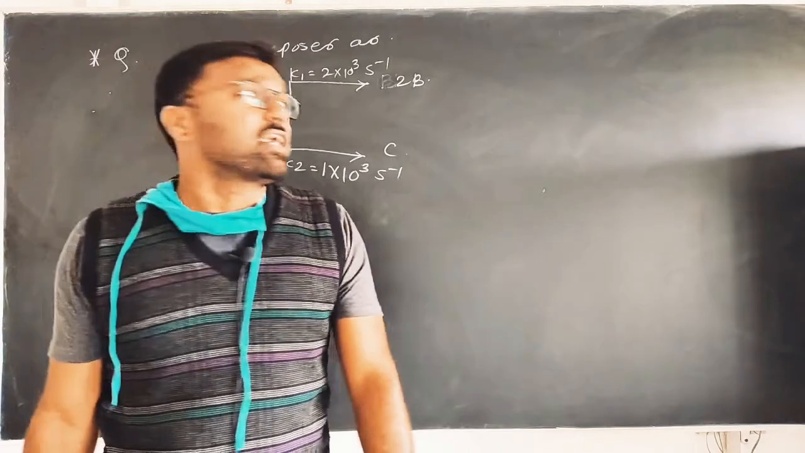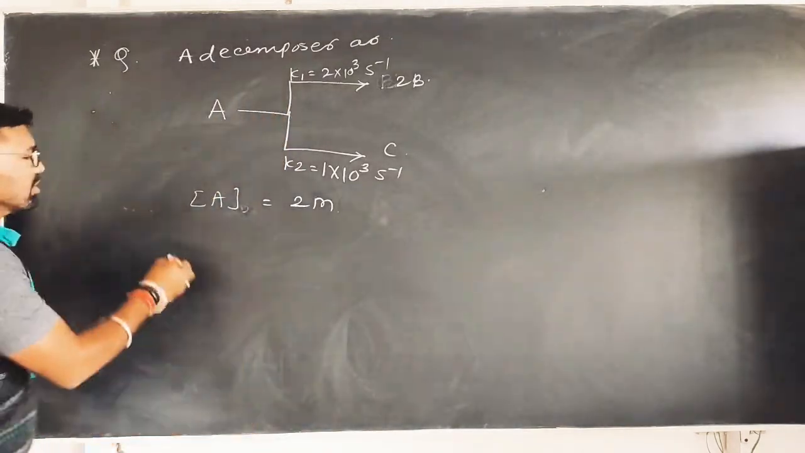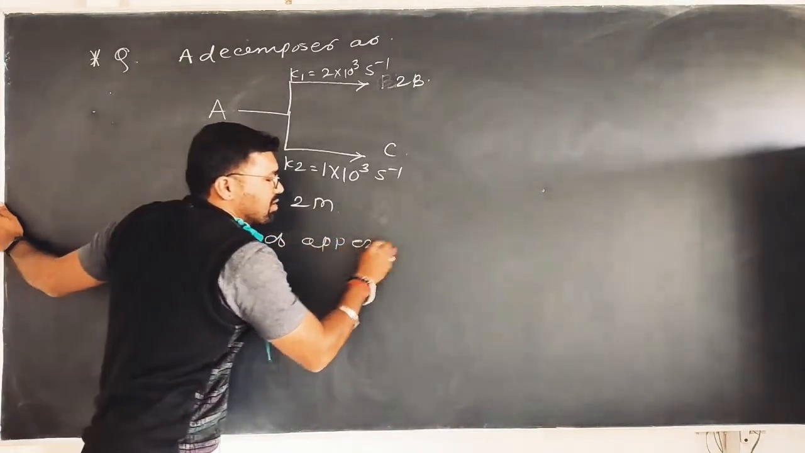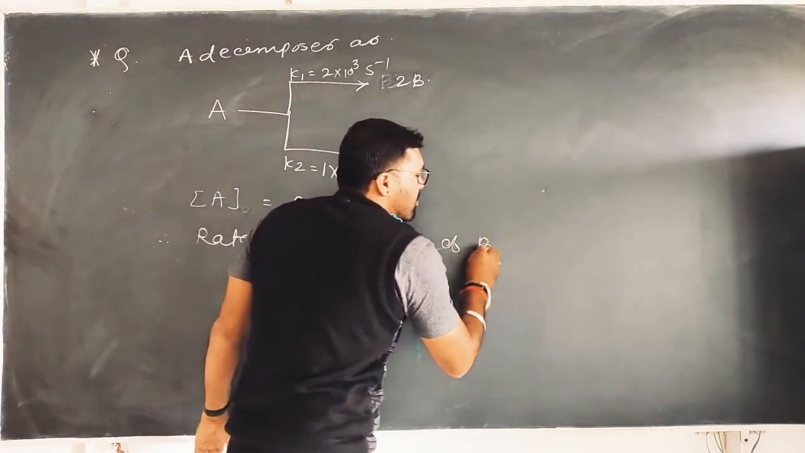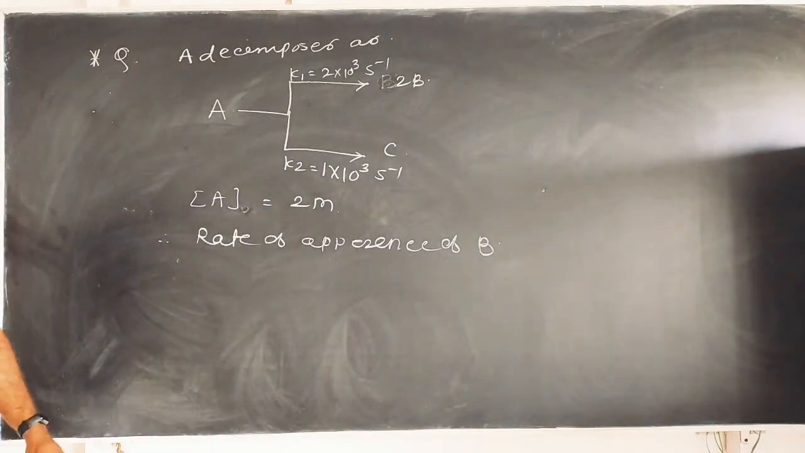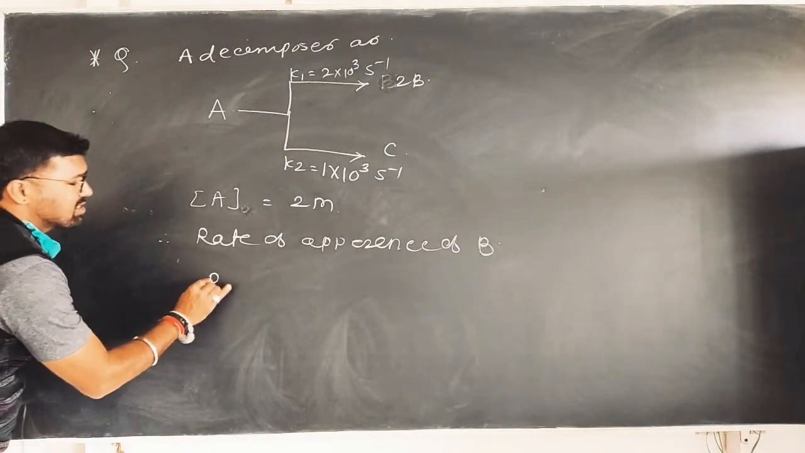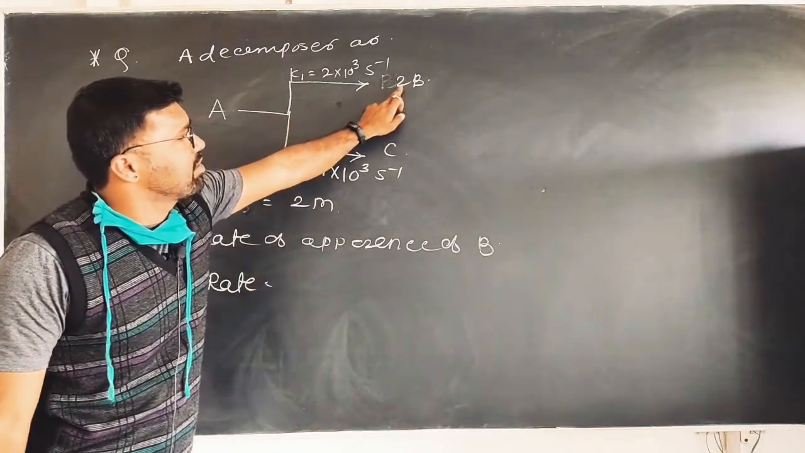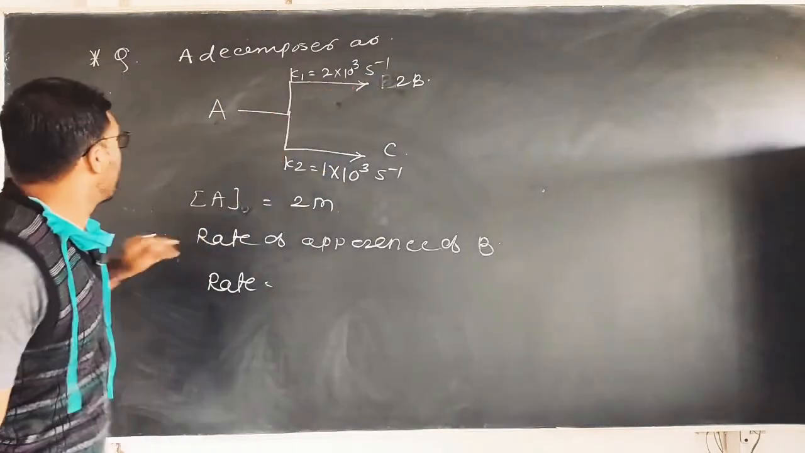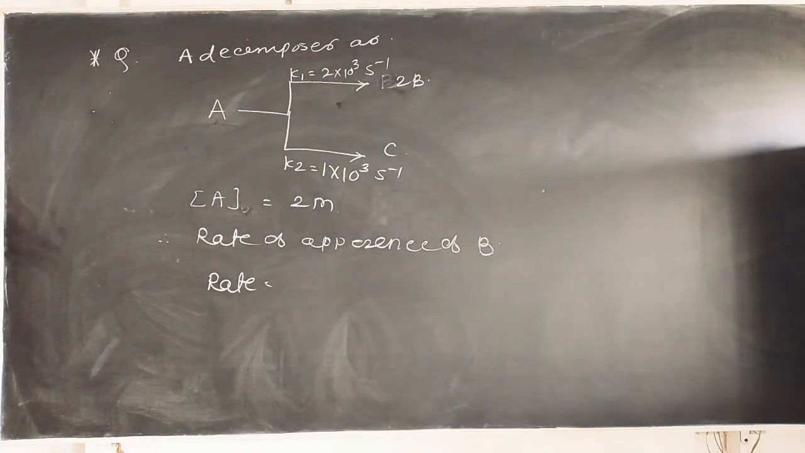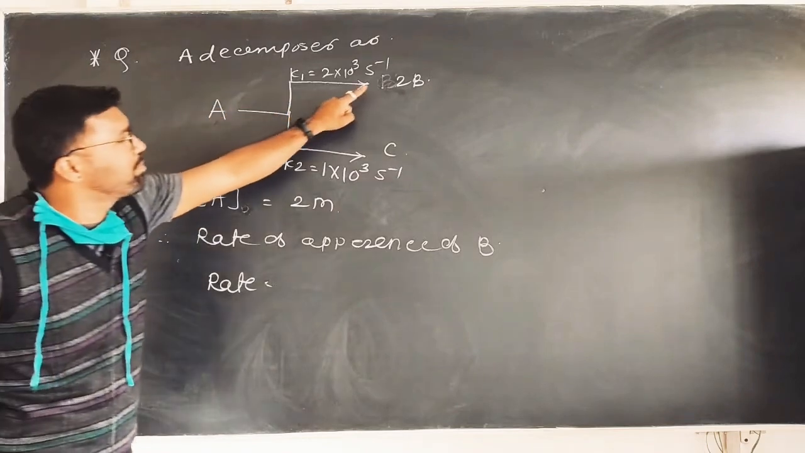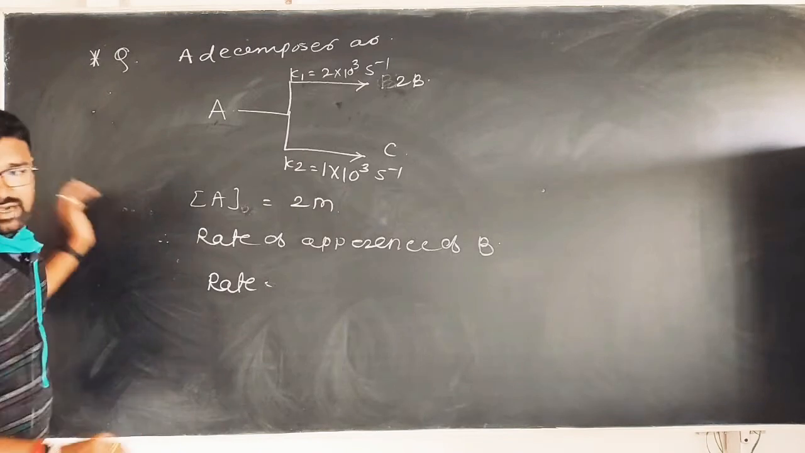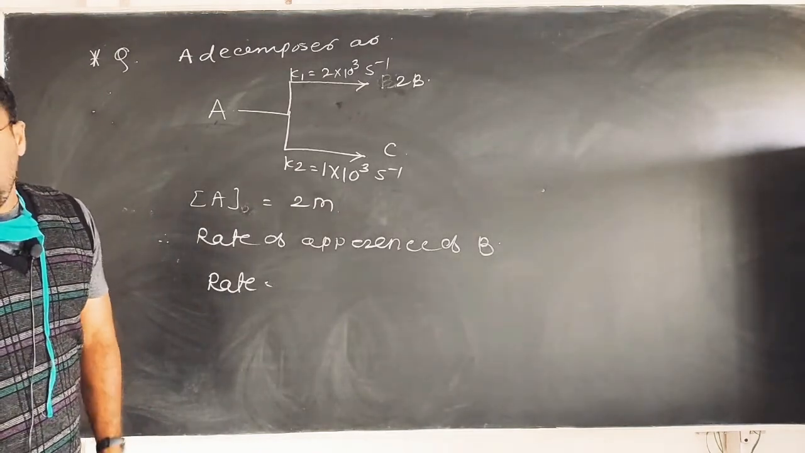So we want to find the rate of appearance of B. Just observe this reaction. Here the rate of appearance of B is given by the first reaction, where A gives 2 moles of B with the rate constant K1.